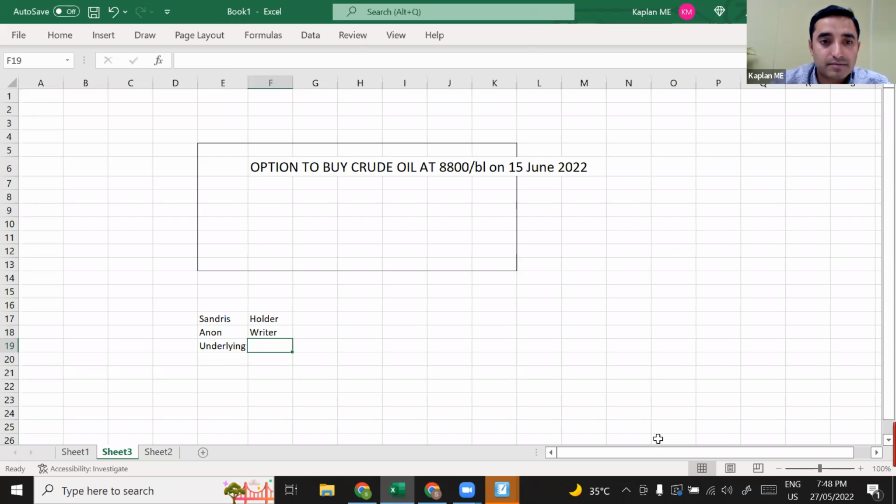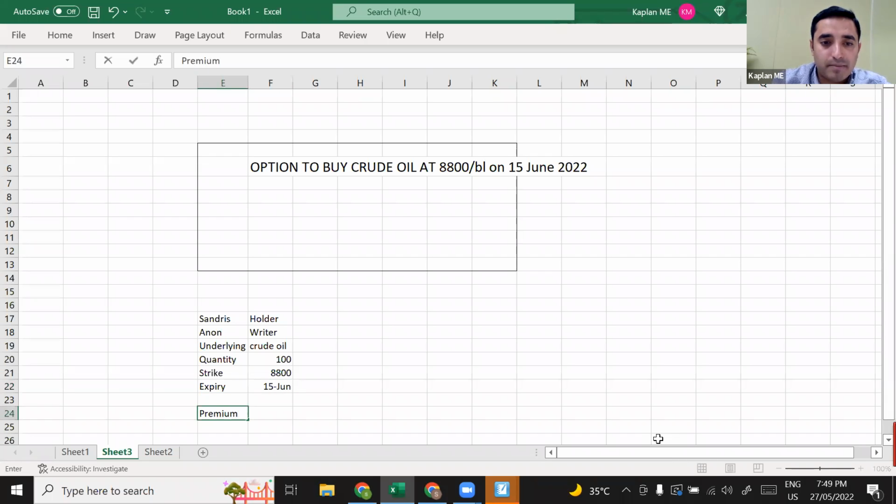Underlying is crude oil. What is the quantity? It is 100 barrel. You cannot trade in any other multiples. Clear? And what is the strike price? 8,800. When is the expiry? Expiry is 15th June. Clear?